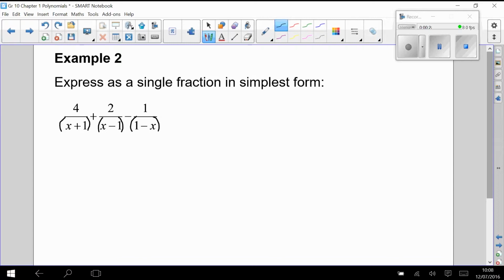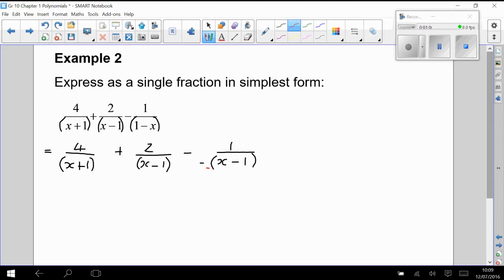And so before I even find my LCD, I actually want to switch those terms around so that the highest order of x comes in the first position. In other words, I'm going to have 4 all over x plus 1 unchanged, plus 2 all over x minus 1 all unchanged. But if I take out a minus from the bracket in the denominator of the third term, my minus x becomes a plus x, and my plus 1 becomes a minus 1 in the bracket.